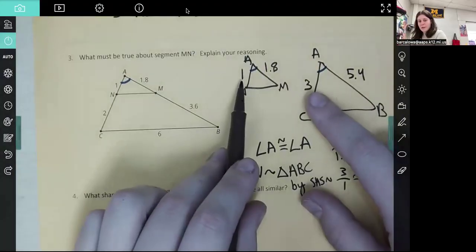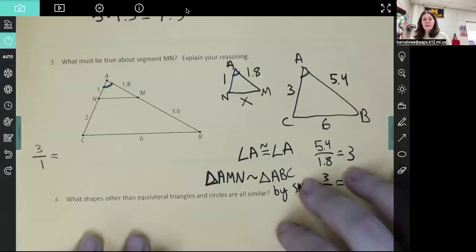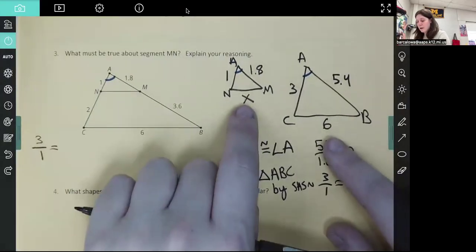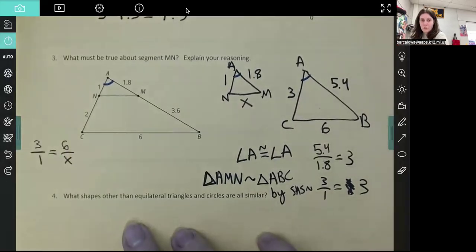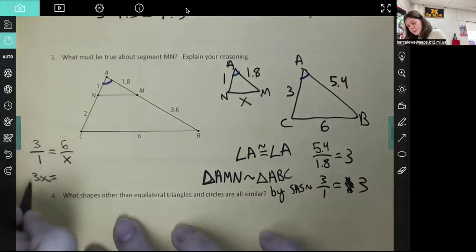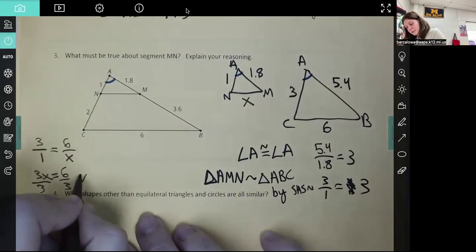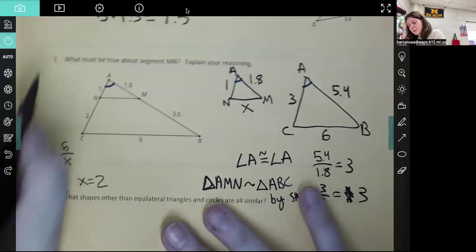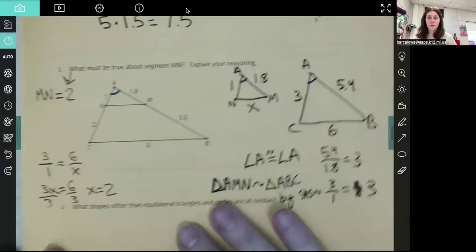All right, so 3 and 1 go together. I'm going to use X. Anytime I have a segment that I want to know the length of, I'm going to label it with X, because now I can pair 6 with X. Okay, I can cross multiply. 3 times x is 3x. 1 times 6 is 6. Solve. X is 2. So that's one thing that must be true. What must be true about segment MN? MN must equal 2 units.